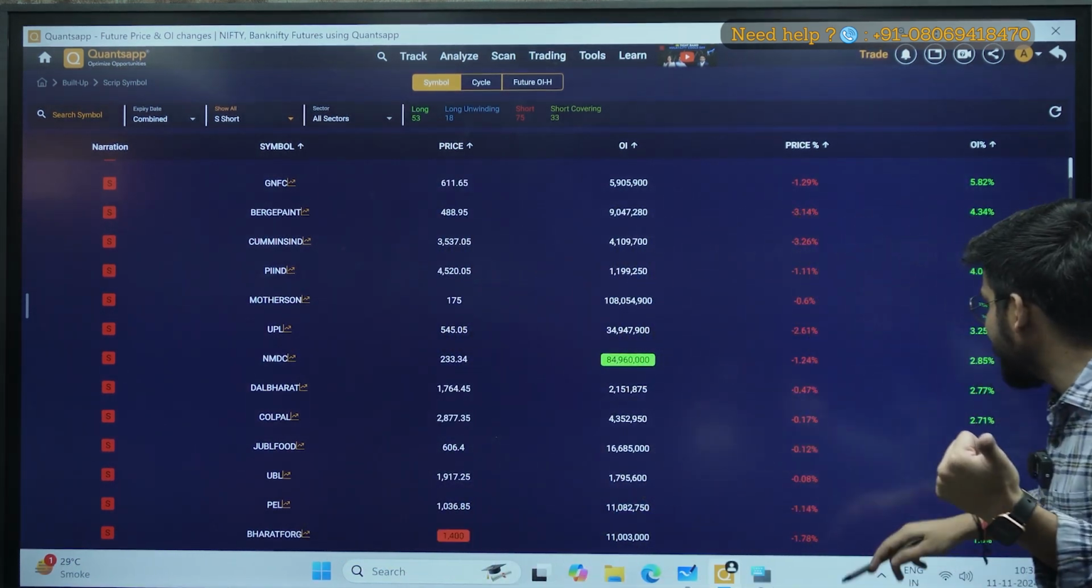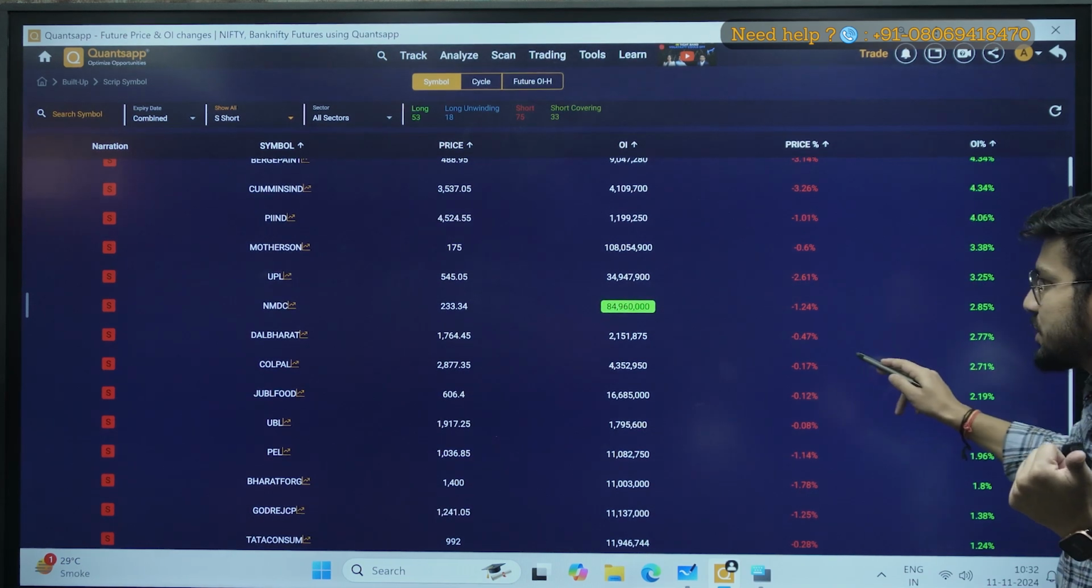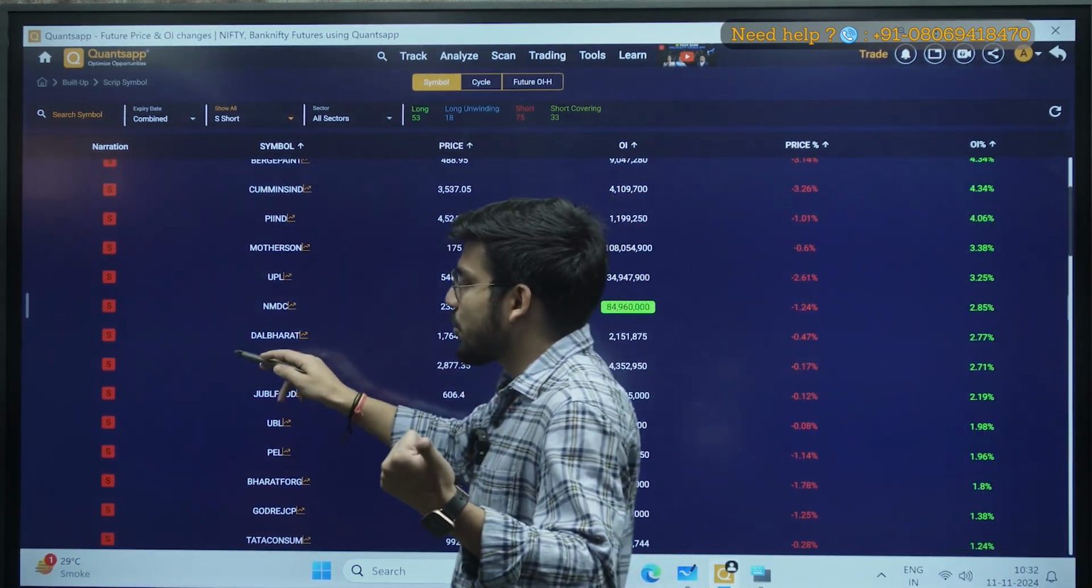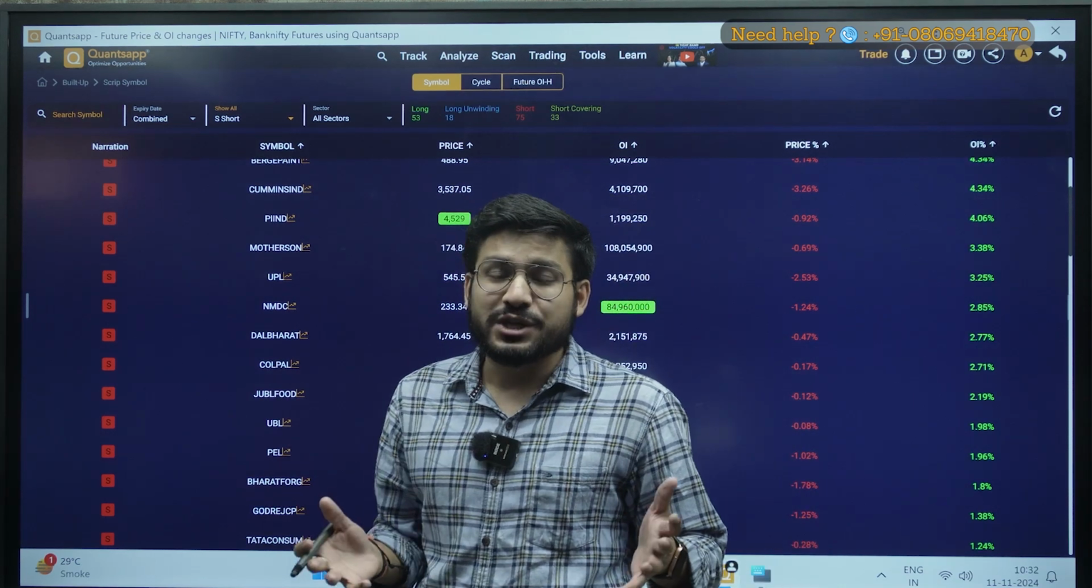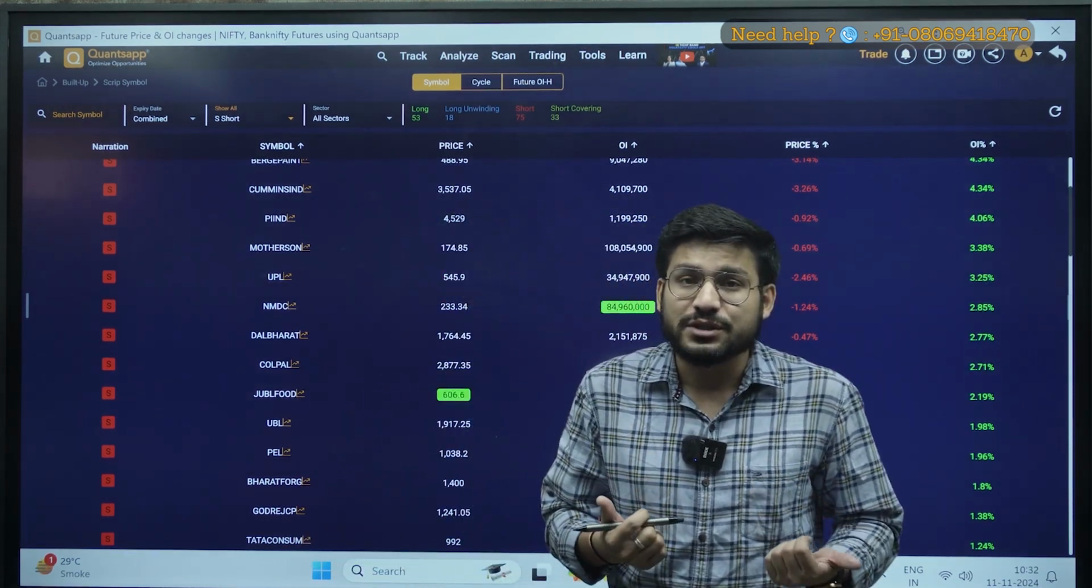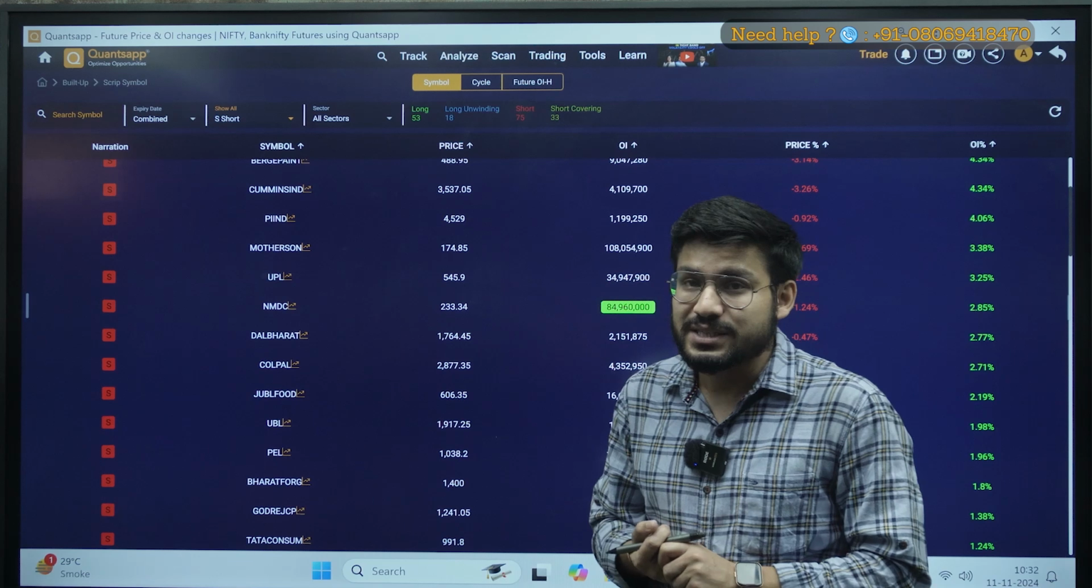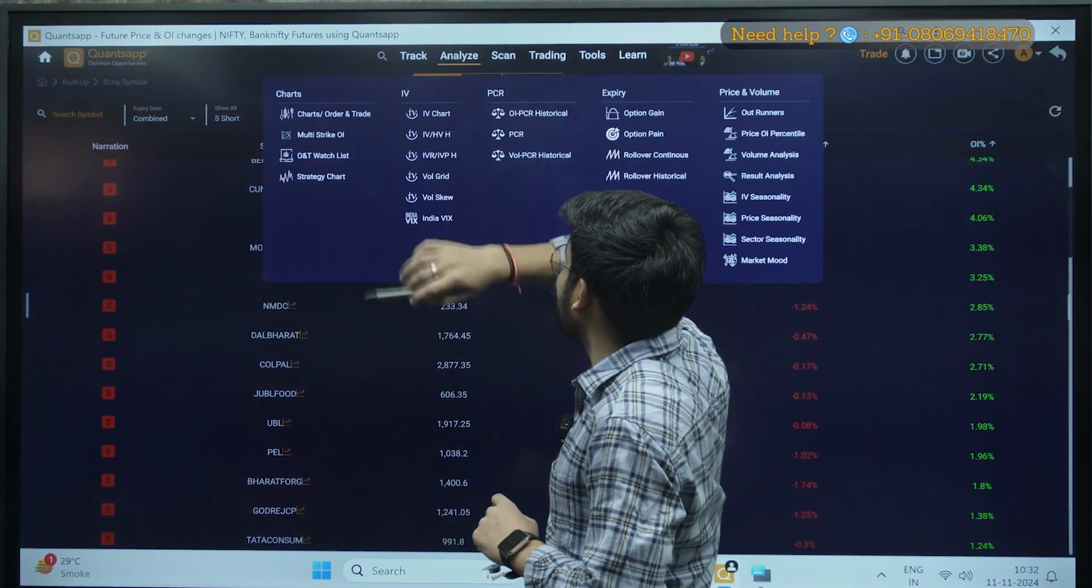I will choose another example. For another example, I will choose this one, that is Dalmia Bharat. Okay, so I can go with this stock as well. If I'm making a bearish position, now I want a confirmation. For that supporting tool, I will use the PCR, right? So let's directly go to the PCR.